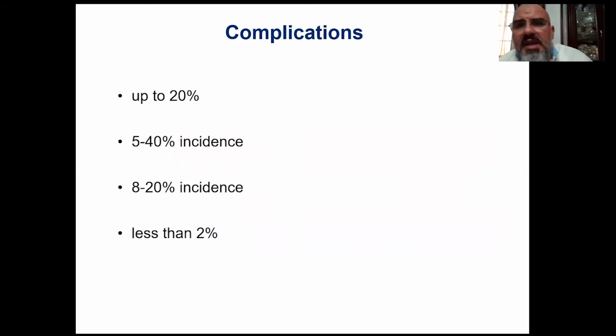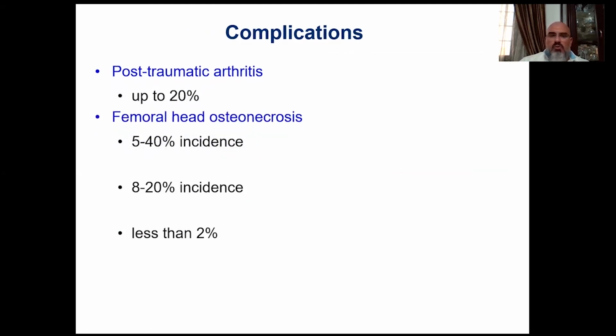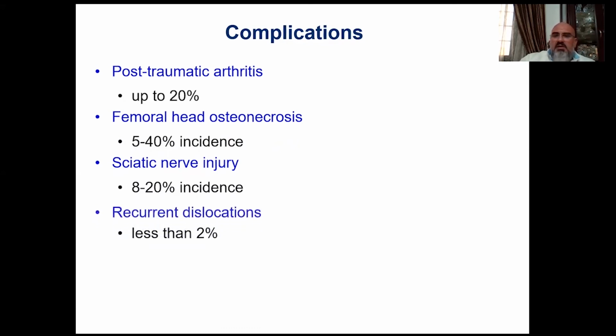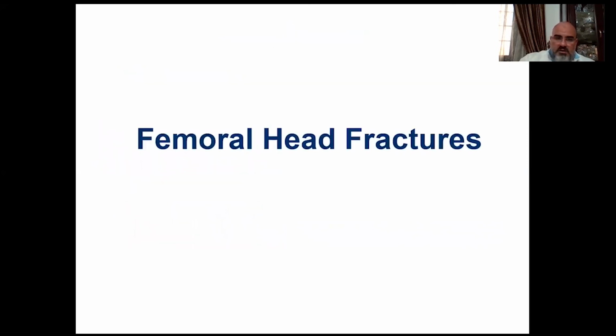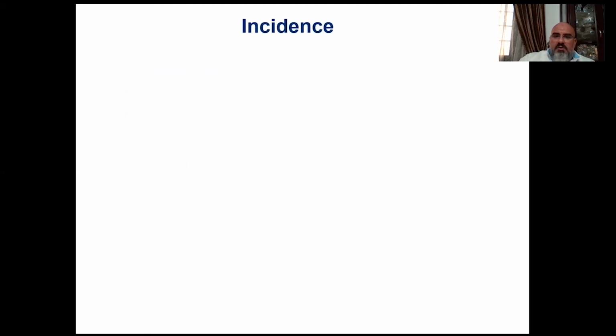What are the expected complications from such an injury? First of all is post-traumatic arthritis, which can occur in up to 20% of cases. Then osteonecrosis, or femoral avascular necrosis, which could occur in up to 40% of cases, and it's closely linked with the time elapsed until you get a proper reduction. Sciatic nerve palsy occurs mainly with posterior dislocation. It could occur in up to 20% of cases, and a very rare complication is recurrent dislocation, which could occur in 2% of cases.